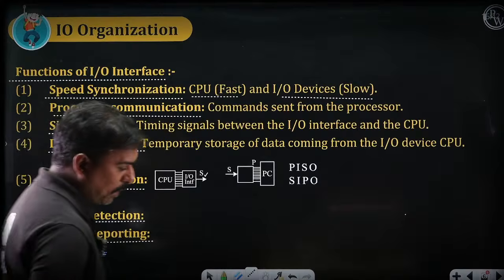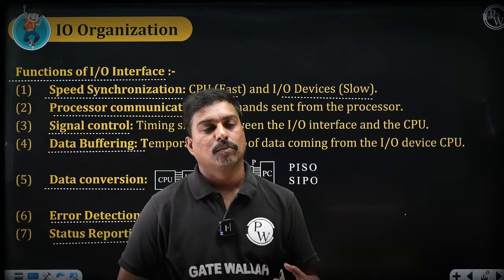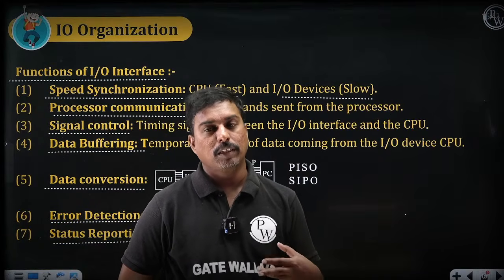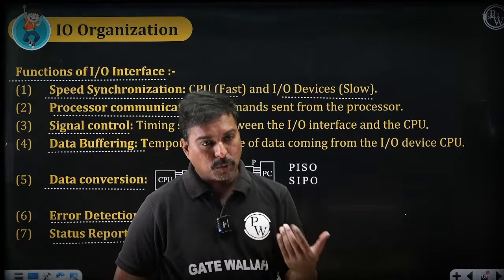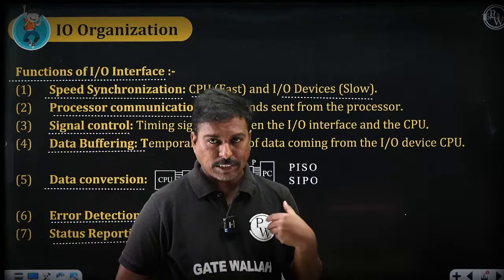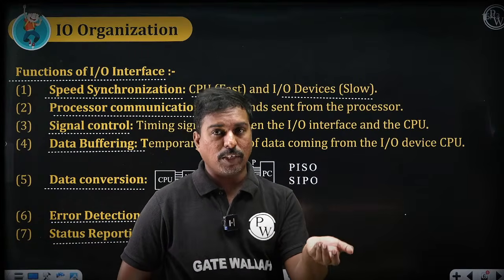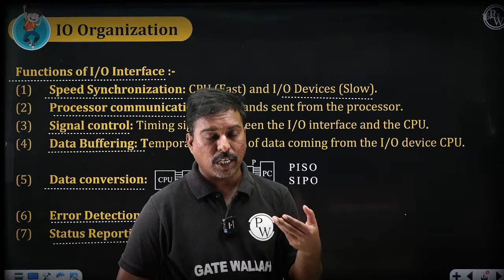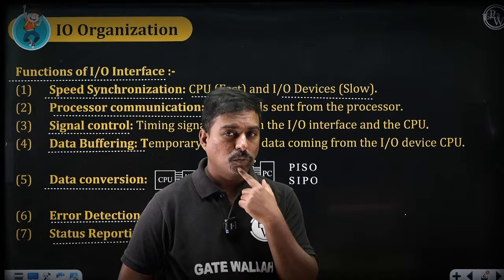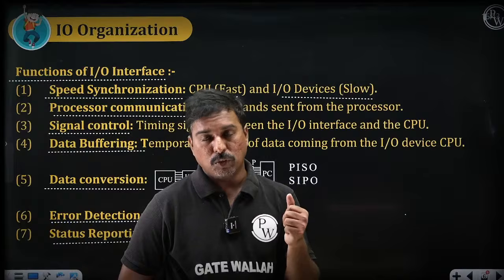Signal control, because when you are dealing with a fast device and slow devices, we need speed control. Why? Because the fastest one will be sending data, and without knowing whether the data has reached the IO device, he will send another data. But the IO device is very slow, so it has to respond: I have not received your data, so you have to wait.